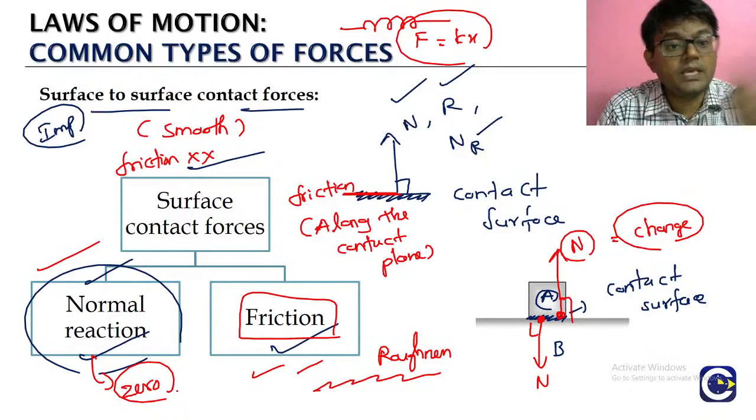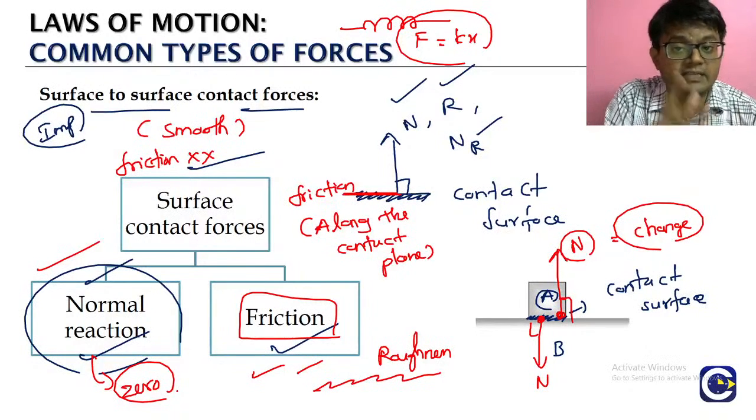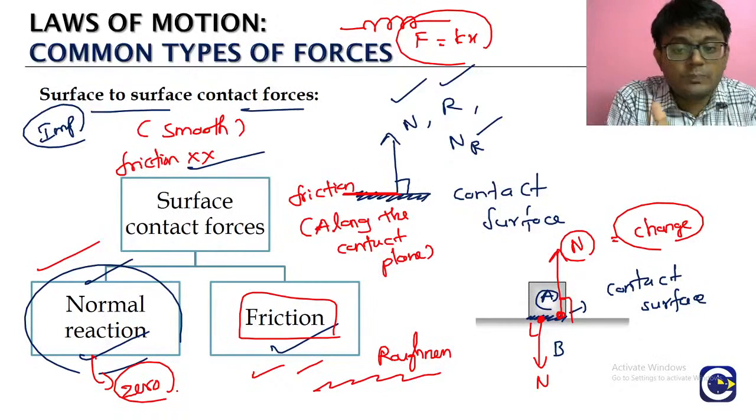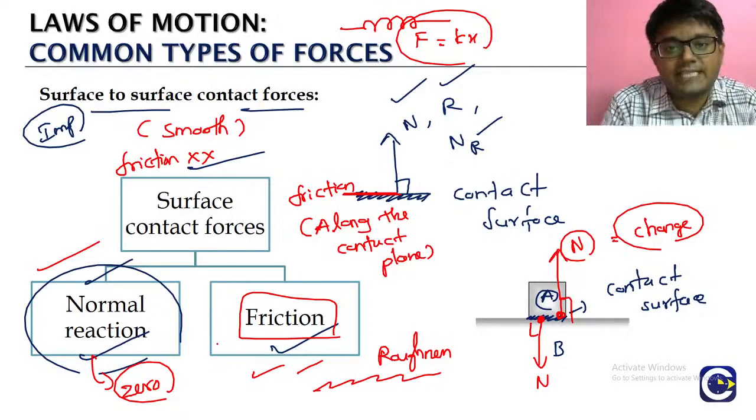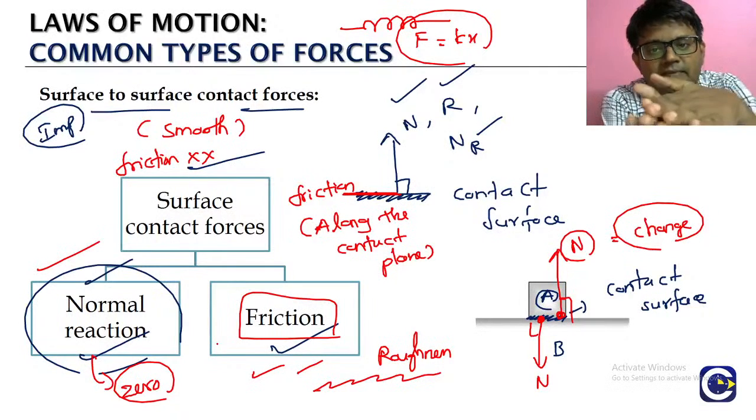Remember, in case of the rope, we said the tension in the rope will be zero when we cut the rope or when the rope is slacking. Similarly, the normal reaction will be zero. See, why is the normal reaction there? Because there is a contact between the two surfaces, right?